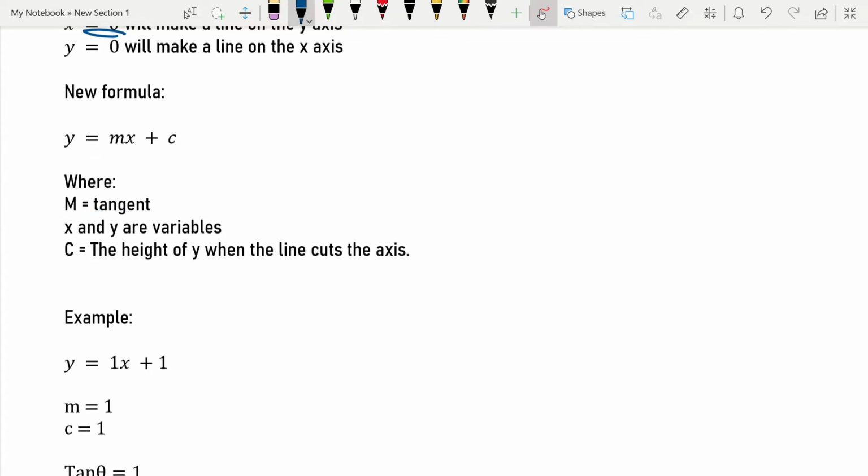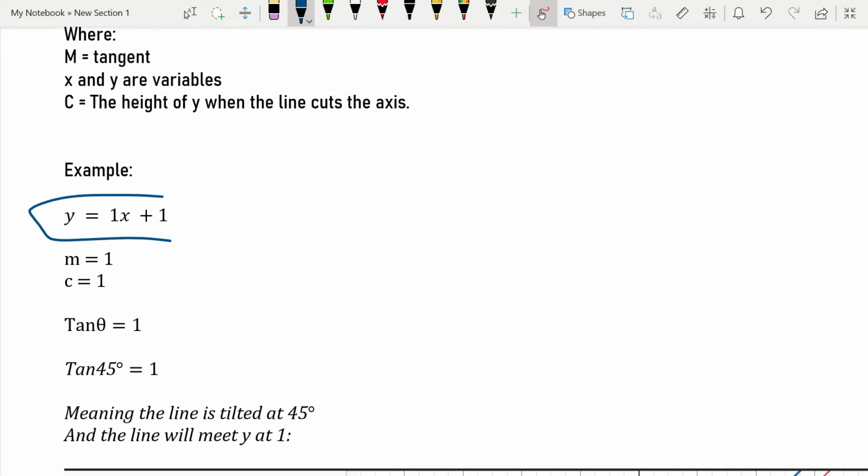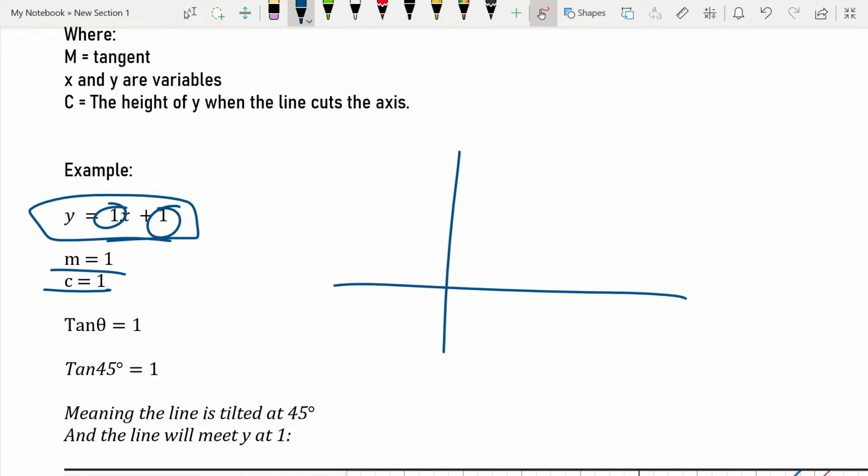Now, example, y is equal to 1x plus 1. Alright? So where m is equal to 1, as you can see, m is right there. C is equal to 1 because plus 1. So what do we know? We know that if we have a line like that, the line's going to cut the y-axis at 1. Alright? And we know that the angle it's bent in as tan theta is equal to 1.